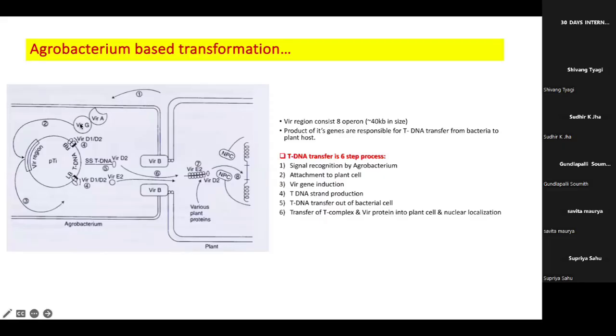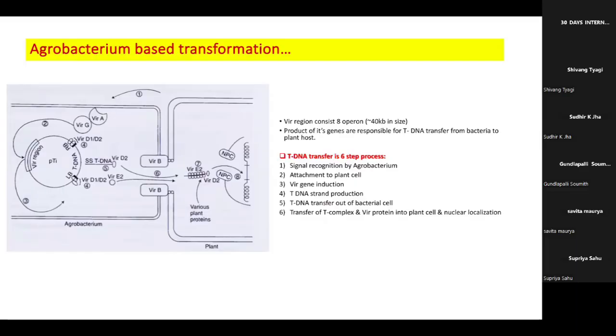Now VirG, what will it do? It will go and activate the entire Vir regulon. All the Vir genes will be expressed further, including VirA. So now what happens? VirG has activated all the Vir genes.